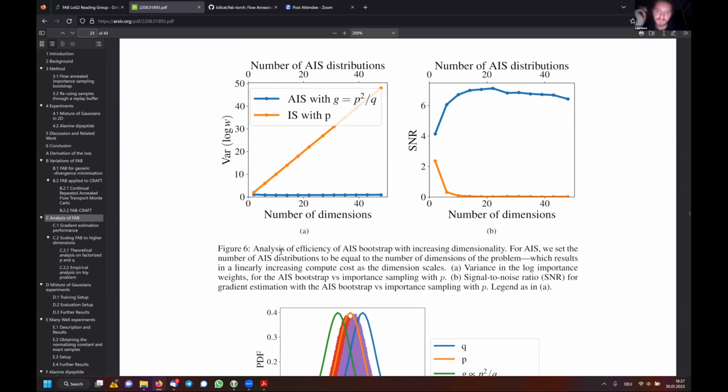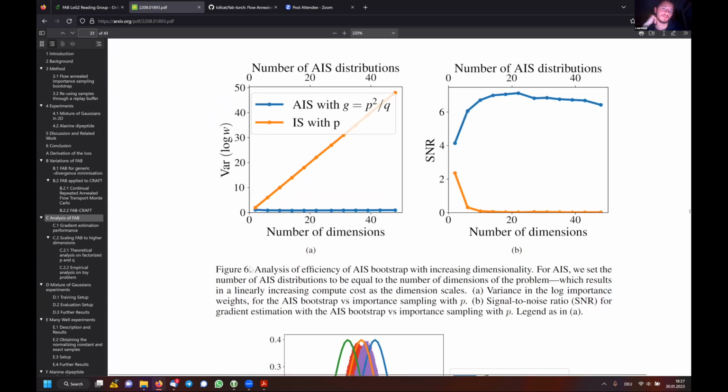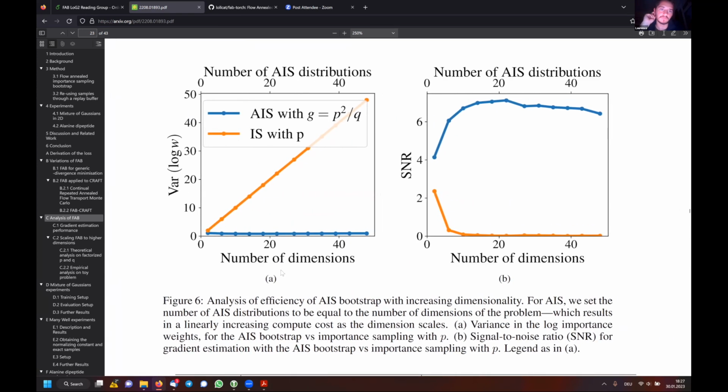Yeah, so that's this plot here that Vincent has. Here what we show is if you estimate this alpha equals 2 divergence loss with samples from P, the log variance increases linearly, or the variance increases exponentially. But if we do our method and increase the AIS number of distributions by the same factor as the dimensionality of the problem, then the signal to noise ratio is kind of constant. So that looks hopeful, but we still need to actually run the experiments and see what happens.